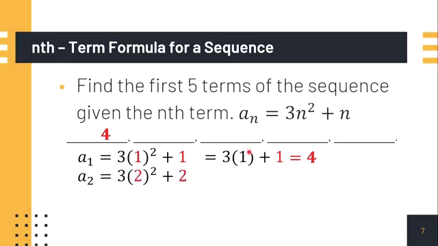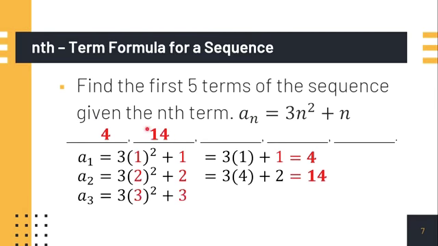Next, we have a sub 2. So, the second term, papalitan lang natin yung n natin dito ng 2. So, that is 2 squared, that is 4. So, 4 times 3, 12 plus 2, that is equal to 14. So, therefore, the second term is 14.